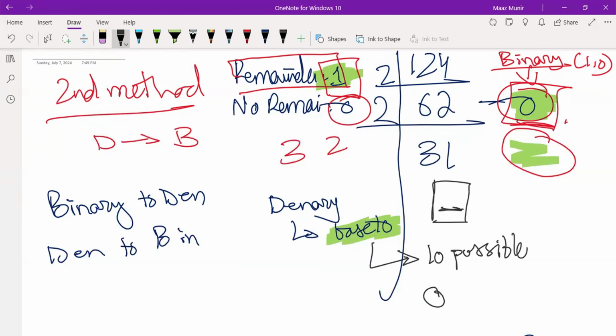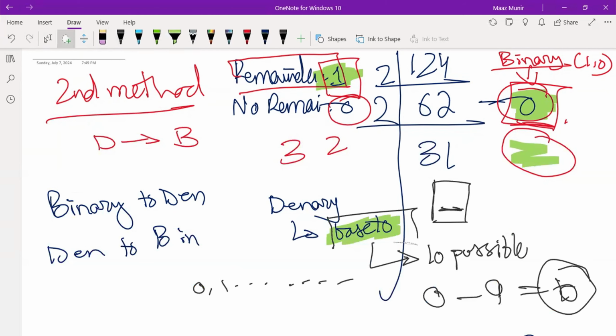Those are 0 till 9. We have 0, 1, 2, 3, 4, 5, 6, 7, 8, 9. When we count all these, we get 10. And just because we get 10 digits up here, we call it a base 10 number system.